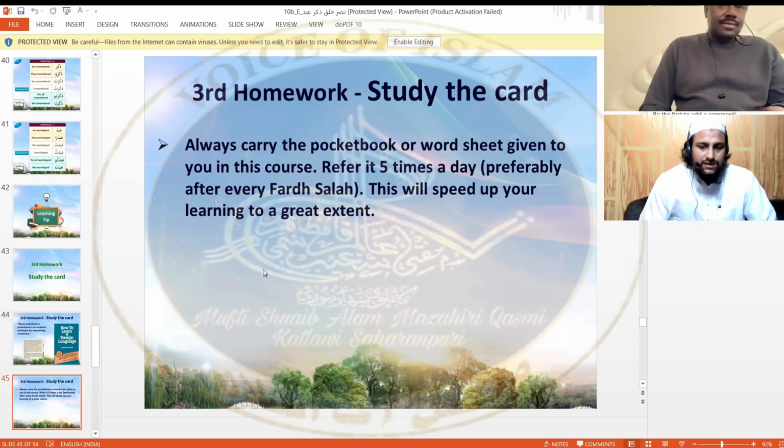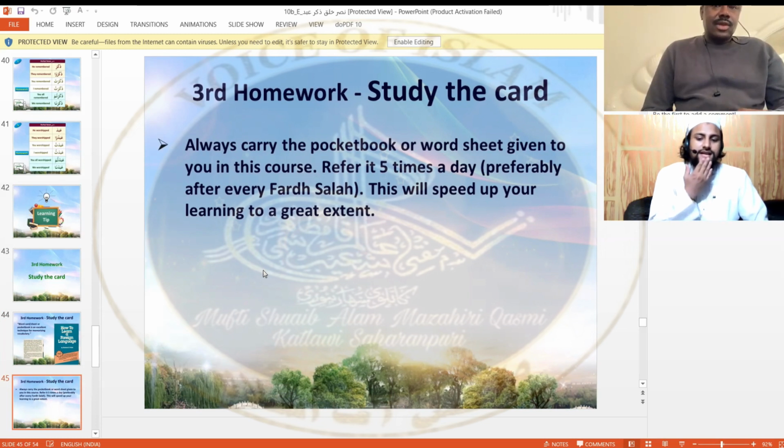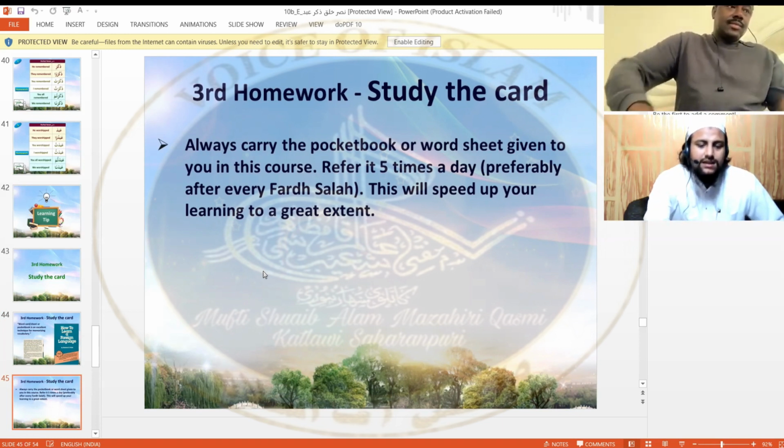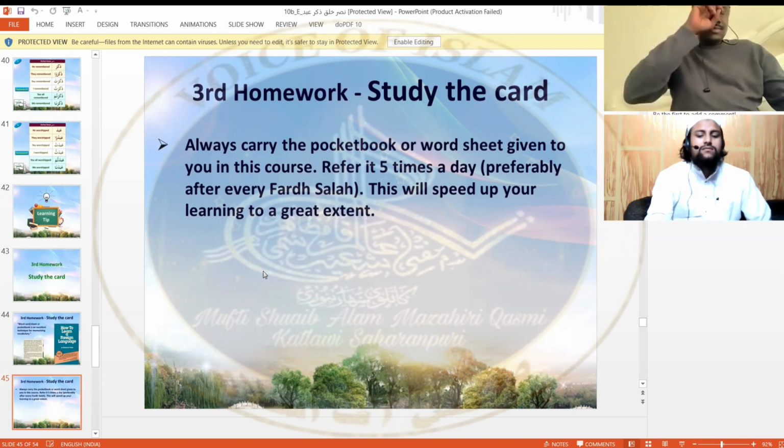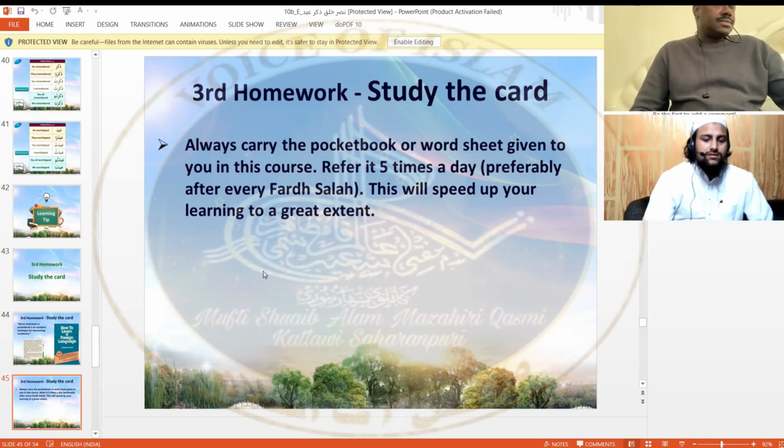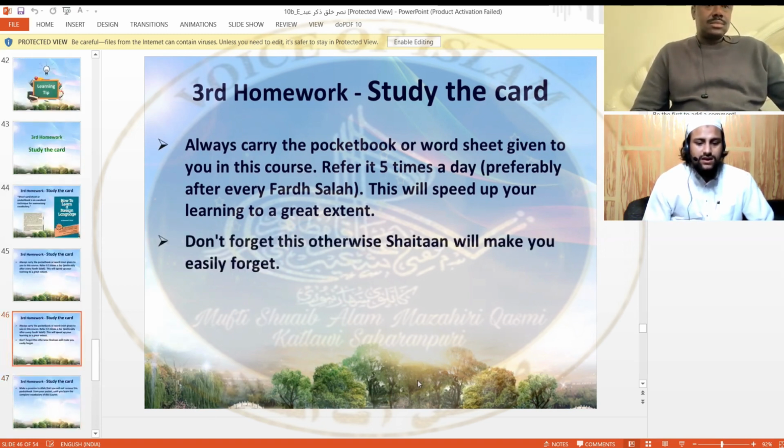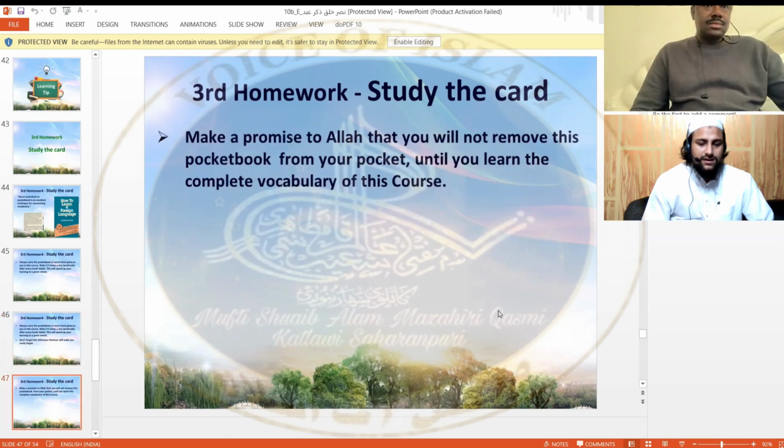So for today, the day I sent you the total material, the name is sheet book, meaning sheet or pocket book or booklet. So don't forget this, otherwise shaitan will make you easily forget. Make a promise to Allah that you will not remove this pocket book from your pocket until you learn the complete vocabulary of this course, inshallah.